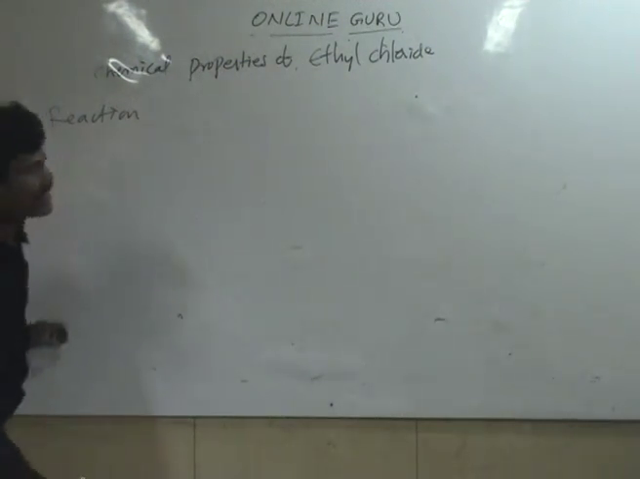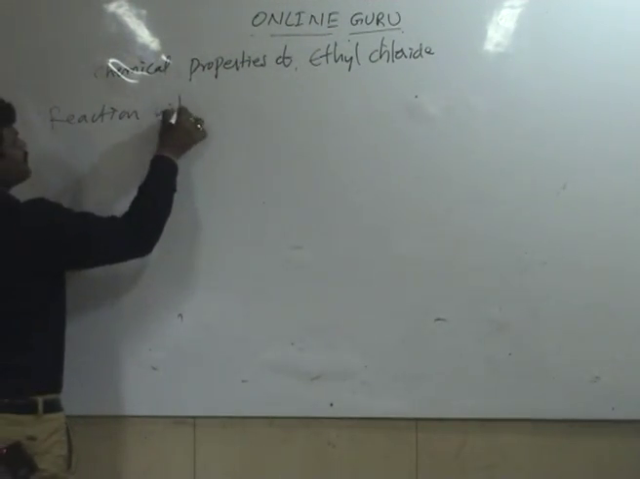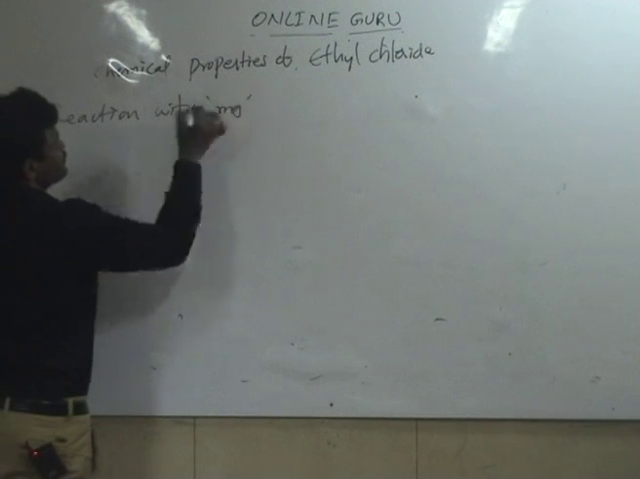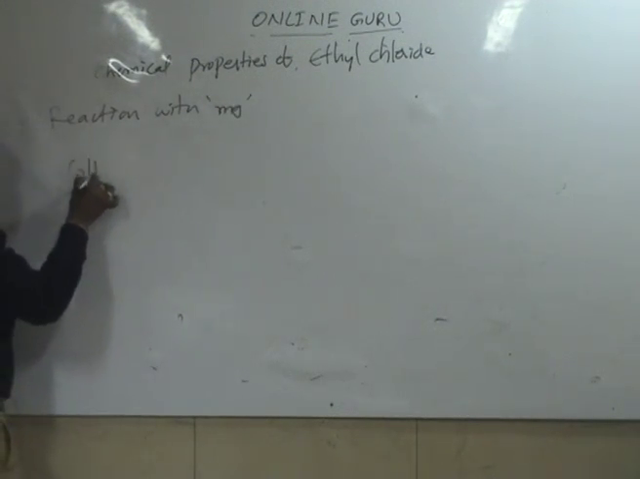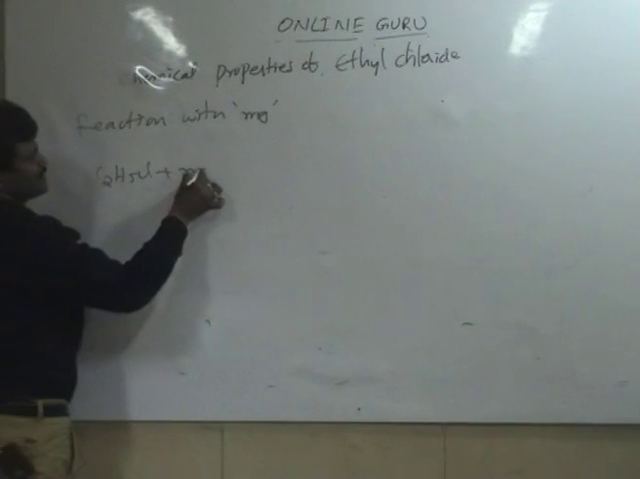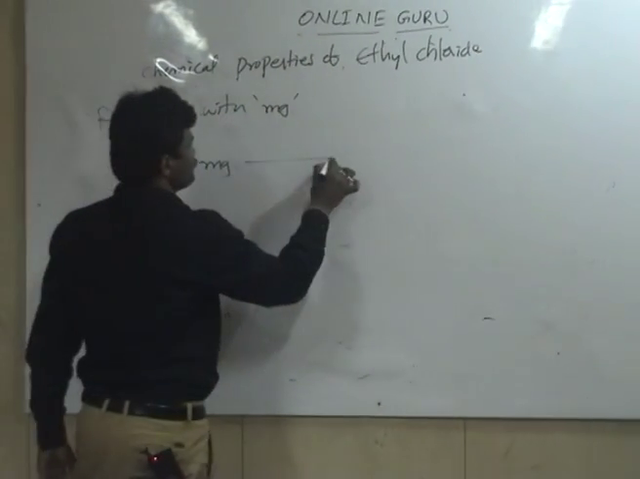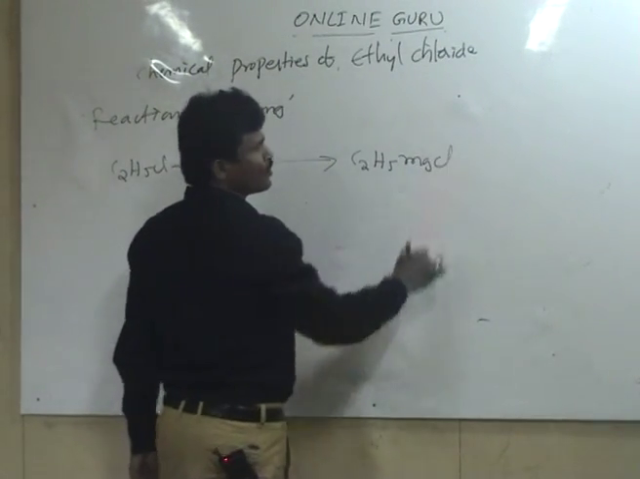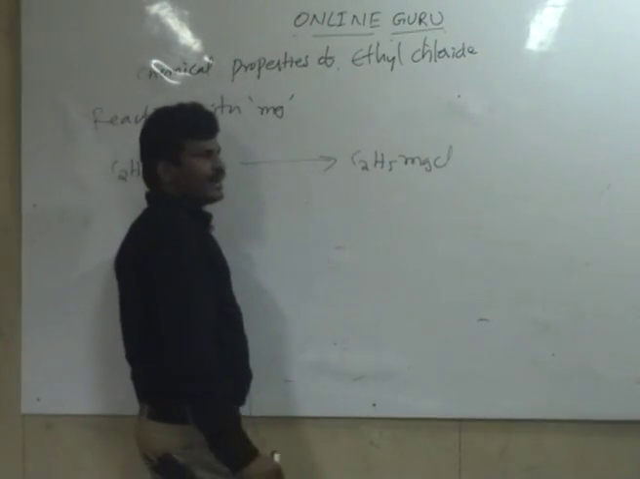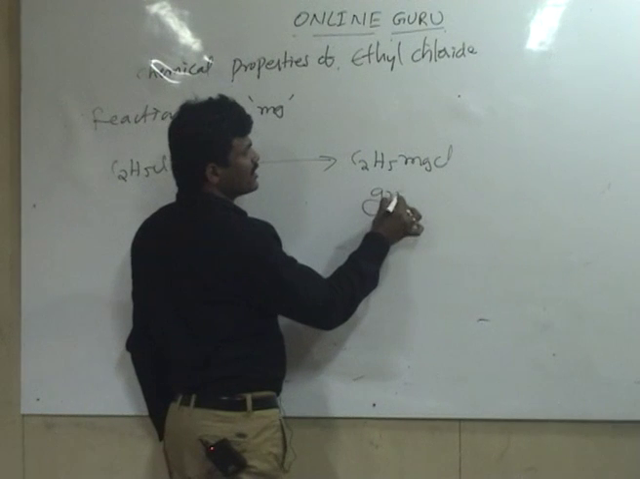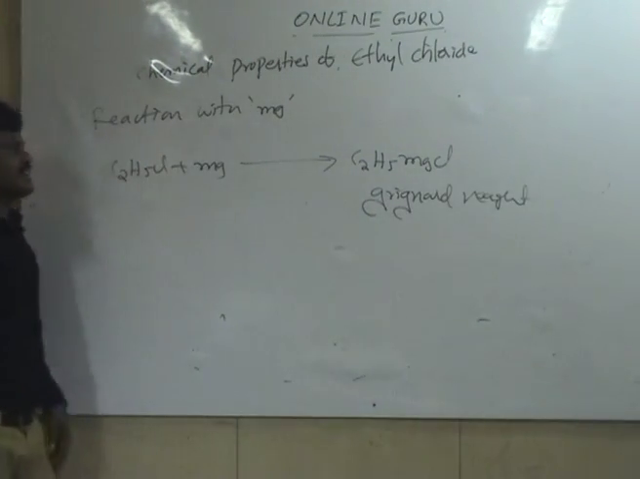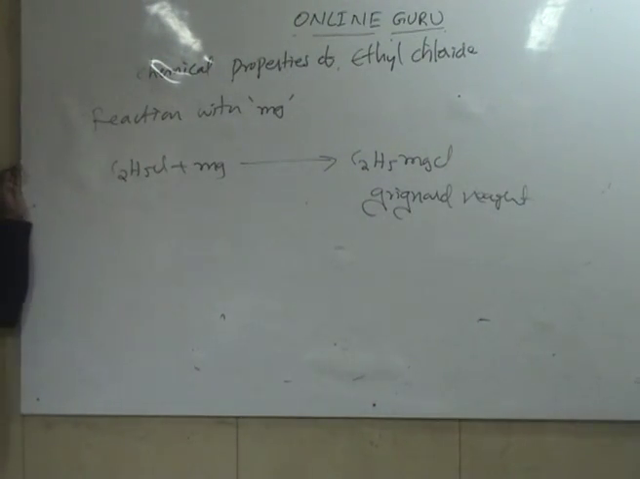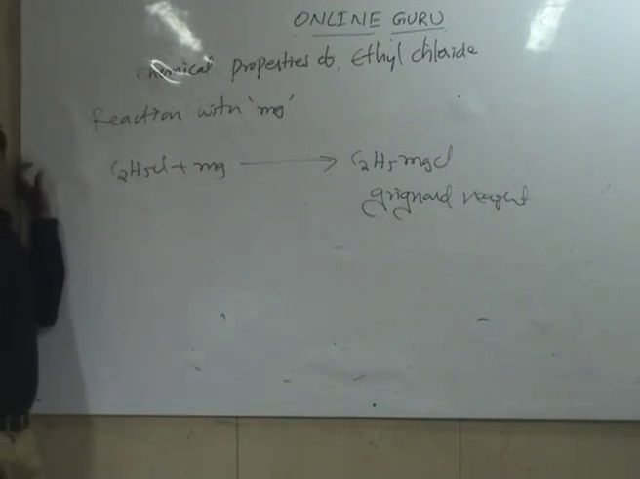Next one, reaction with magnesium. When ethyl chloride reacts with magnesium, it produces ethyl magnesium chloride. Ethyl magnesium chloride is known as Grignard reagent. Grignard reagent is used for the preparation of primary, secondary and tertiary alcohols.